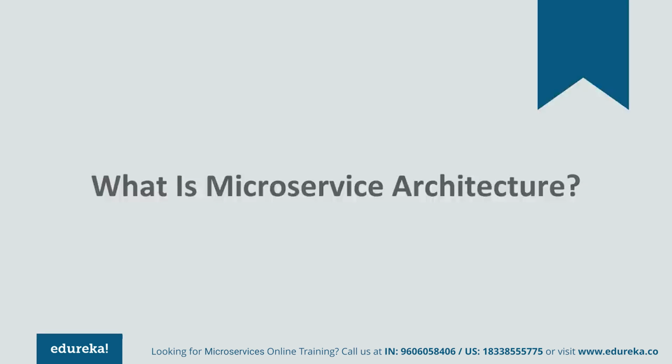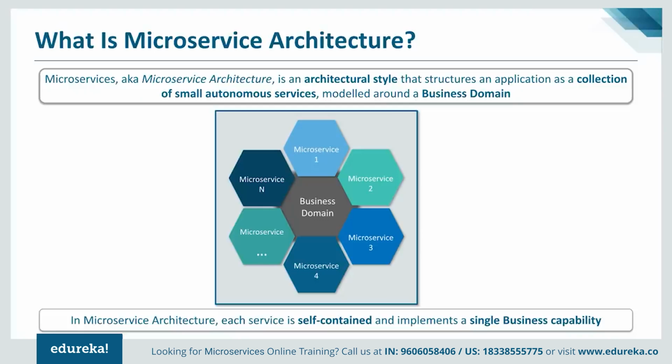Now is the time to understand what exactly microservice architecture is. Microservices, also known as microservice architecture, is an architectural style that structures an application as a collection of small autonomous services modeled around a business domain. If I have to put it in simpler terms, it is basically a self-contained process which provides different and unique business capabilities. If you have large applications built using this architectural pattern, they can be broken down into multiple small services which together act as one large system. But behind the scenes, it's a microservice. So what I'm trying to say here is we have multiple services.